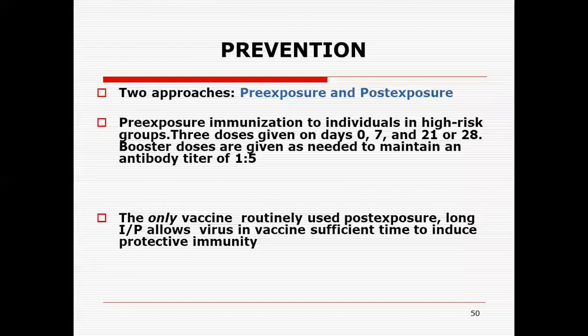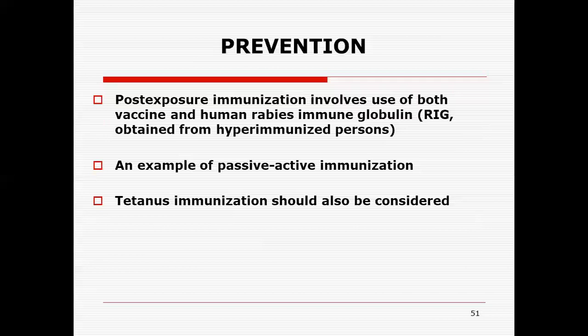The post-exposure immunization also involves the use of vaccines and the human rabies immunoglobulin, HRIG. This is hyperimmune serum. The serum has a lot of antibodies. The vaccine will provide protection for the rest of the time, but for the immediate period, to get the antibodies to neutralize the virus, we need the hyperimmune serum. This is what is needed. This is an example of passive and active immunization.